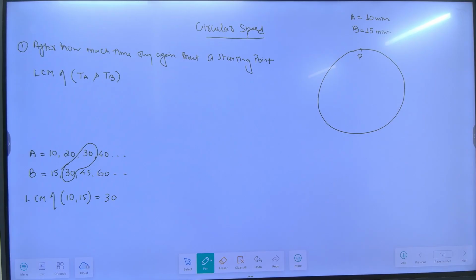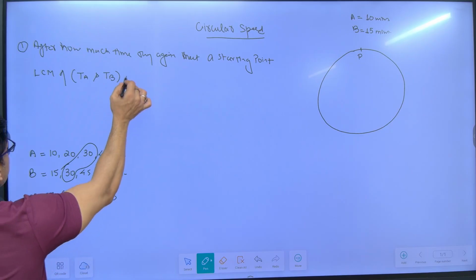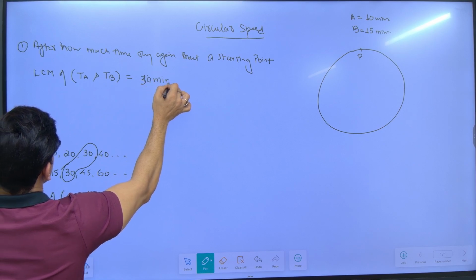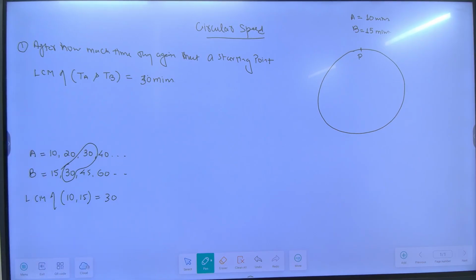Now some observations from the LCM you can make. Like in this case, the LCM of TA and TB is equal to what? 30 minutes. Right? In 30 minutes, can we say they are covering equal distances or different distances? Is the distance covered the same or different? Different, very good.